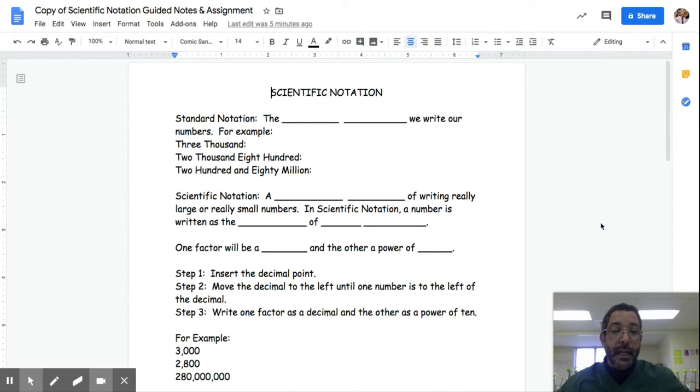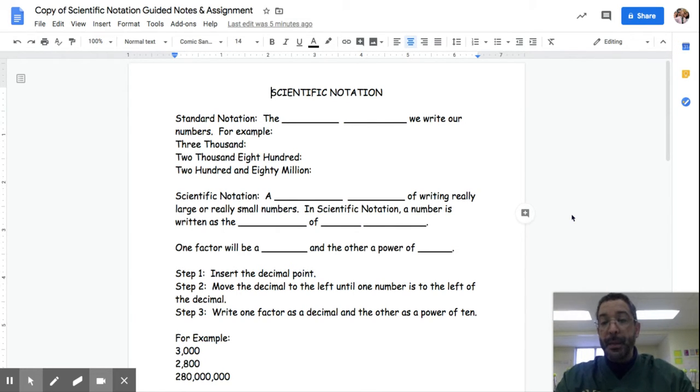So before we get started with scientific notation, please make sure that you've opened up this Google document. This is the Google Scientific Notation Guided Notes and Assignment. This is what you're going to be turning in to me today, in addition to the other Google document with the questions for the Powers of 10 video.